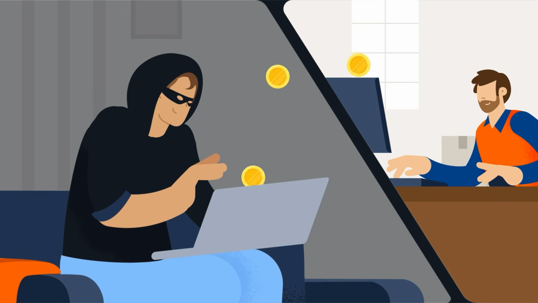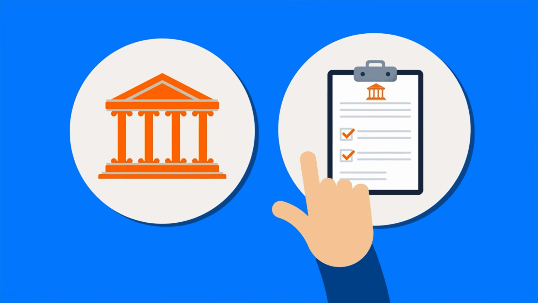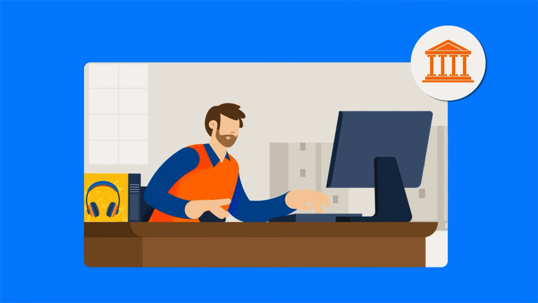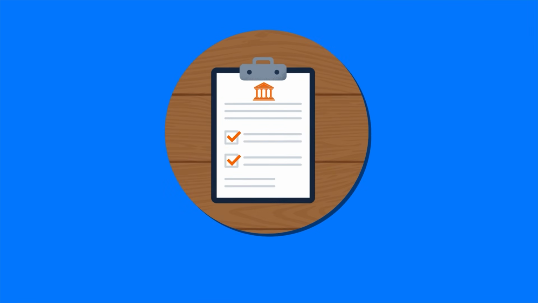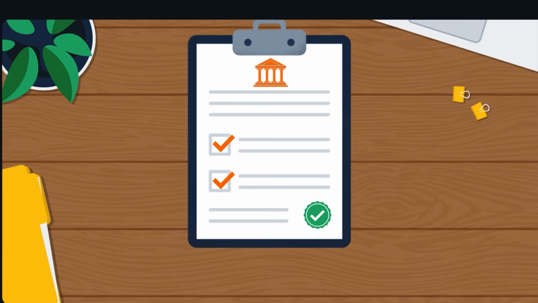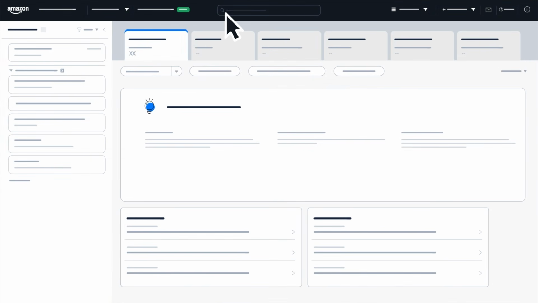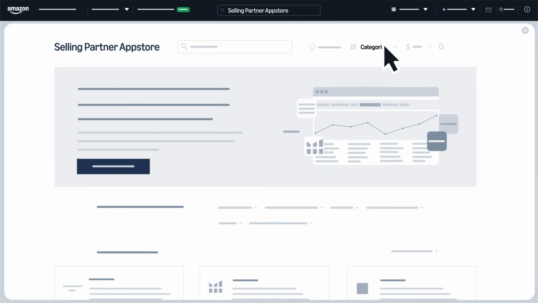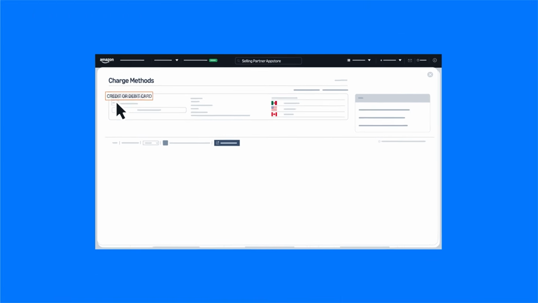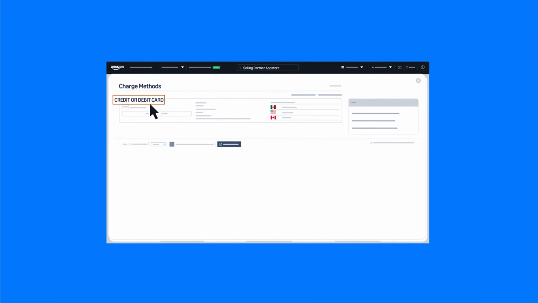In order to reduce potential fraud and abuse, your deposit account must be one of two types of accounts. The first option is a bank account directly issued to you. The second option is an account issued by an approved payment service provider, or PSP. You can find a list of approved PSPs in the Selling Partner App Store by navigating to Categories, then Finances, and selecting Disbursement Solutions. Your charge account information will typically be a credit or debit card.